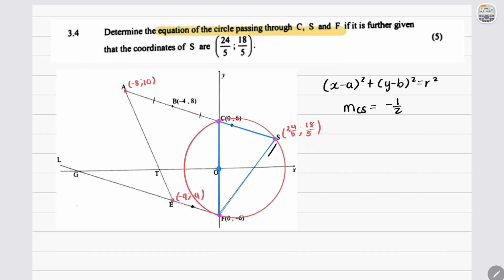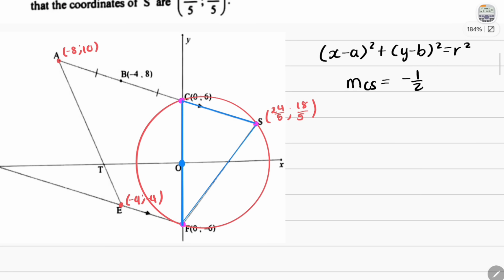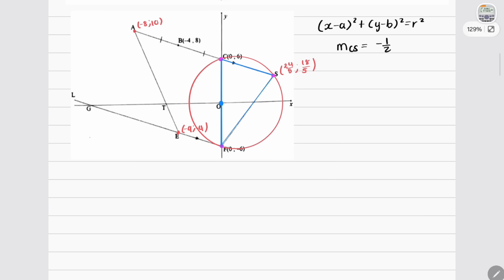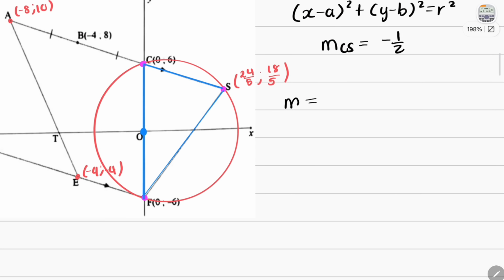And now we need to find the gradient of line SF. So let's find that. Yeah, that's why they gave us S. So we can see the gradient. To find this, I'm not going to put in the gradient formula.